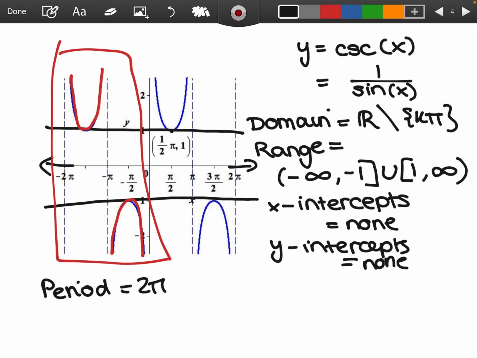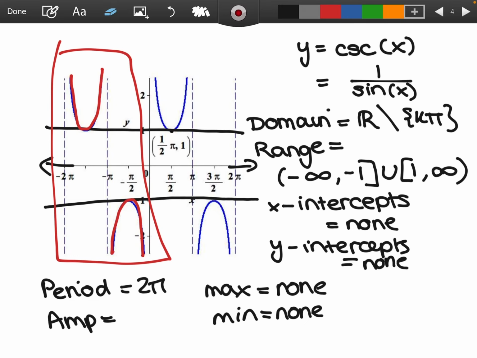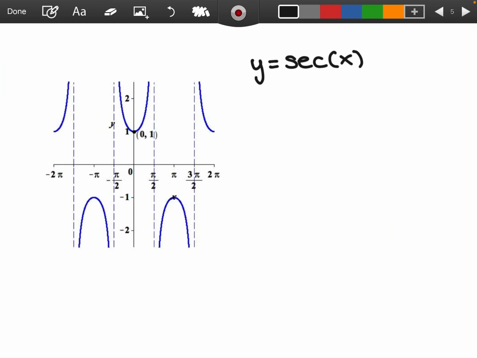Remember to take both of those arches. They are somewhat reflections of one another, but I have to take the full snapshot of the cycle so that that snapshot can just be copied over and over and over again, and that's what makes the graph. Now we have the amplitude again here, because I have no max and min because we go to infinity and -infinity, I again do not have an amplitude for this function.